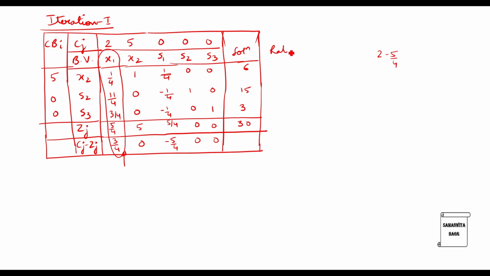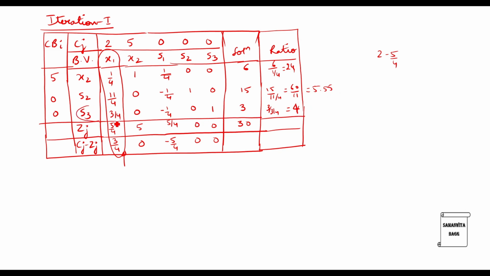We can simultaneously calculate what is going to leave the solution, such that it will be easier. Now for calculating the ratio, 6 upon 1 by 4. So this becomes 6 fours are 24. This is 15 divided by 11 by 4, so this will be 60 by 11. And the last one is 3 divided by 3 by 4, so this is just 4. If you calculate, this is approximately 5.55. So the minimum value is 4. So who will leave the solution?